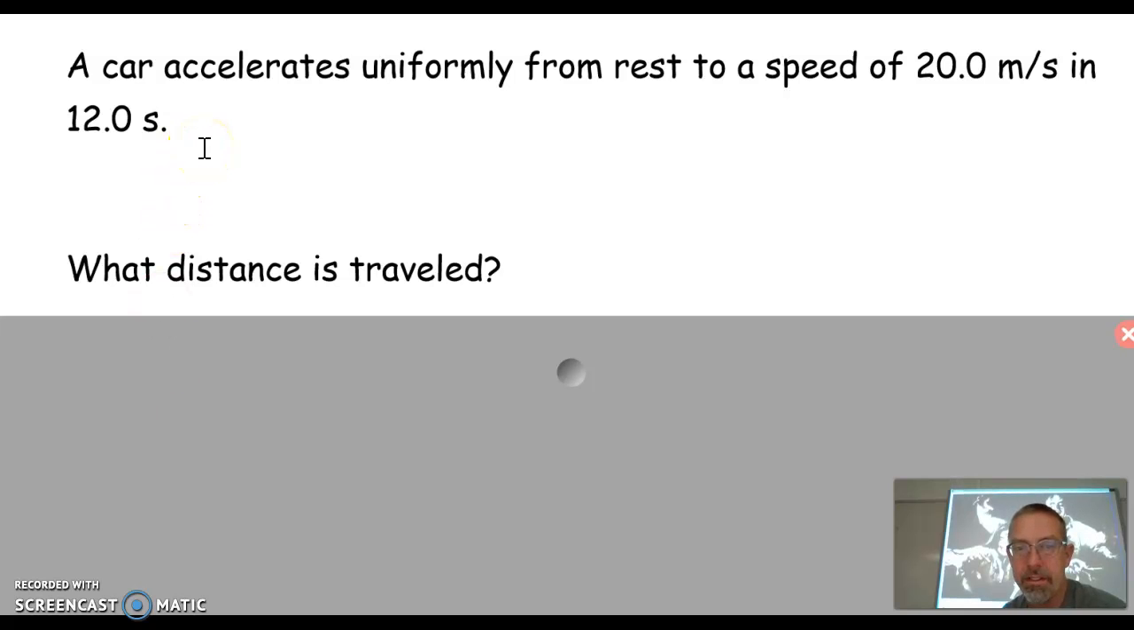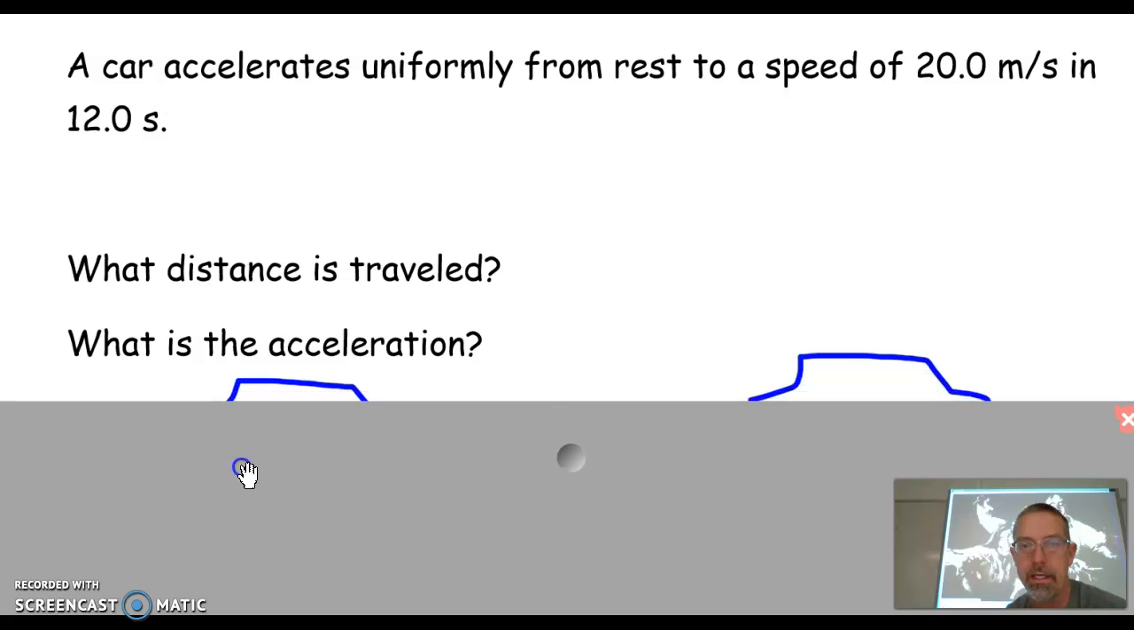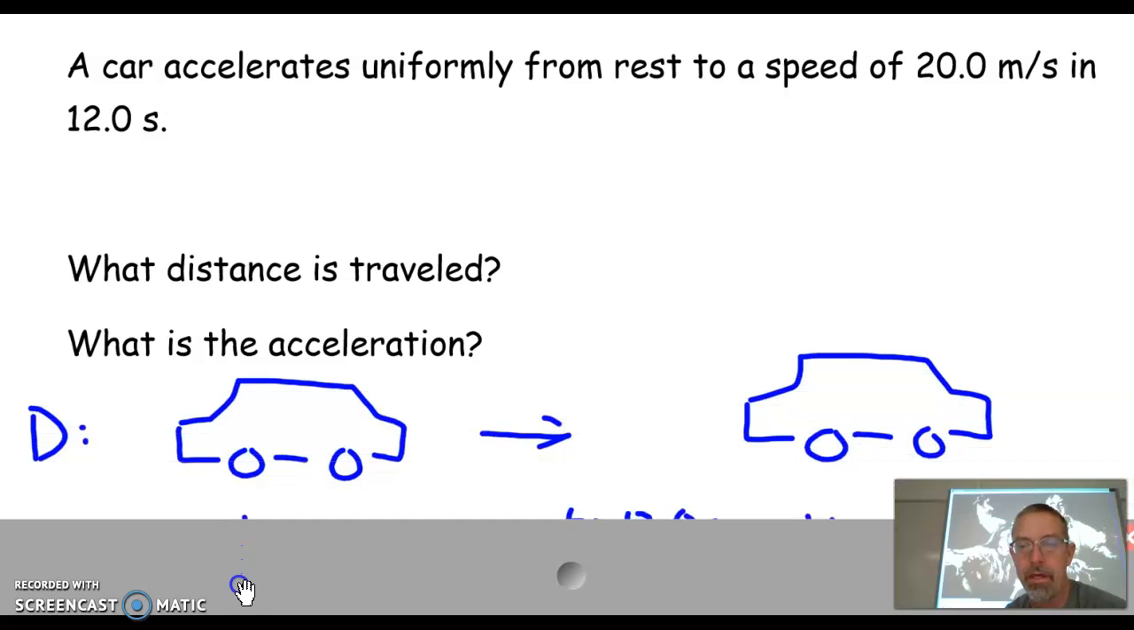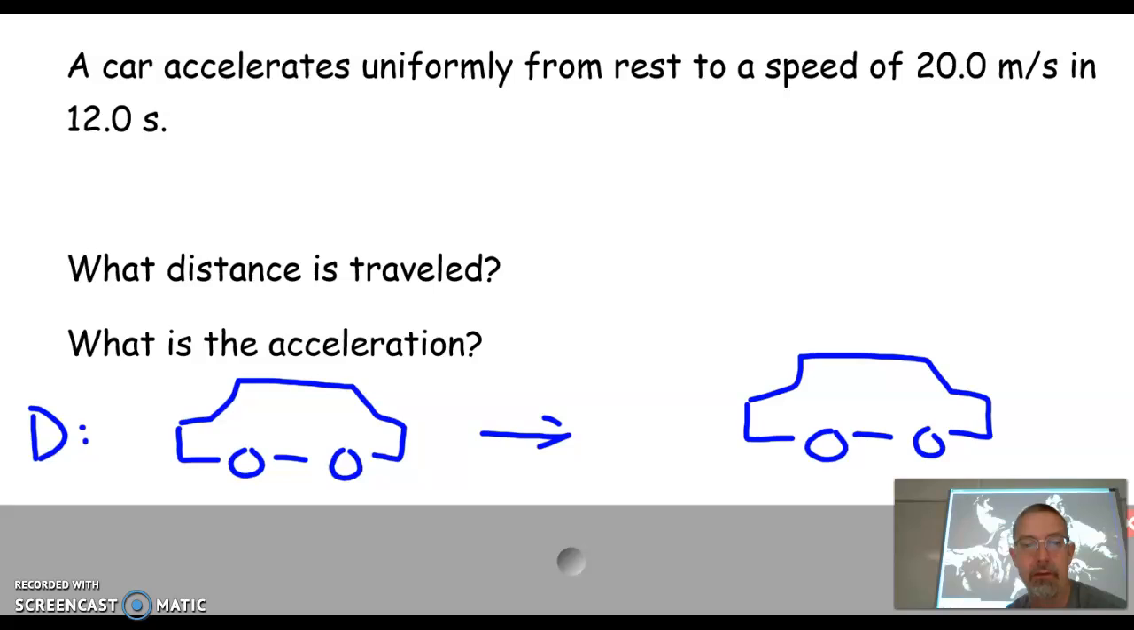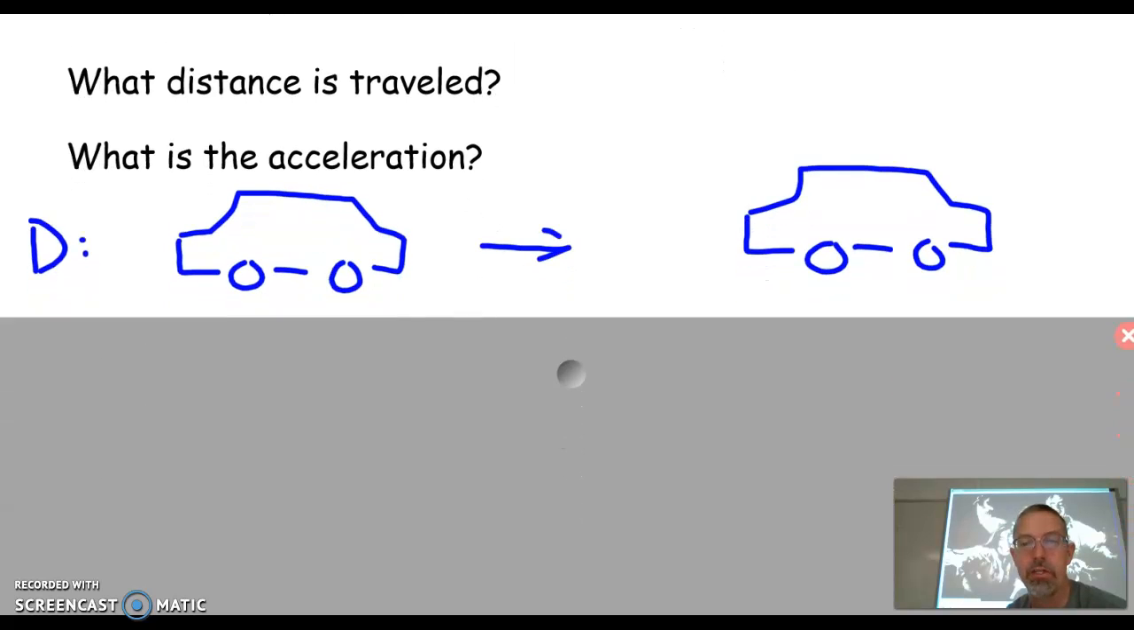So basically, they're word problems, okay? But if you go through the process and identify what you know and identify what you need to know, you'll solve these. So here we've got a car that's accelerating uniformly from rest to a speed of 20 meters per second in 12 seconds. We've got two questions for you. What distance is traveled, and what is the acceleration?